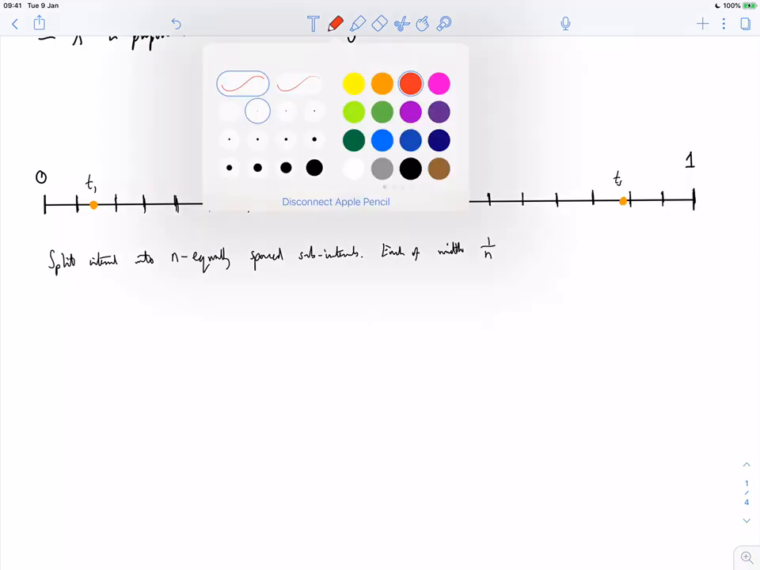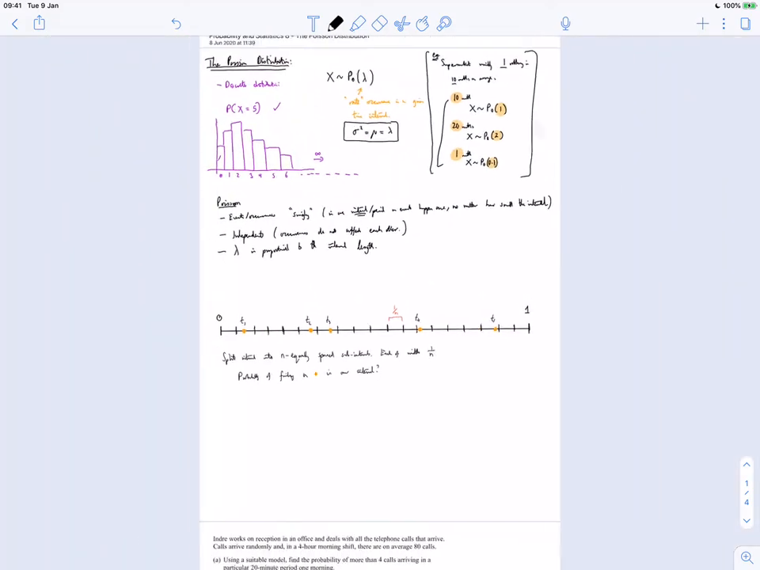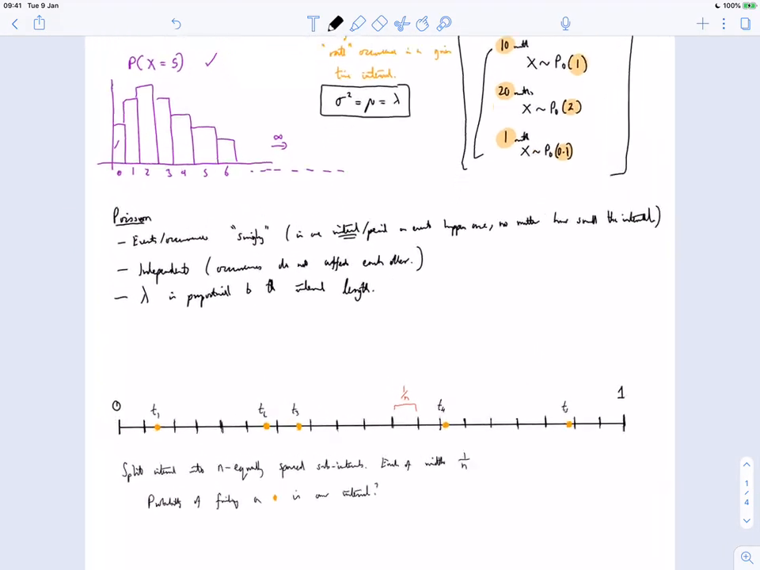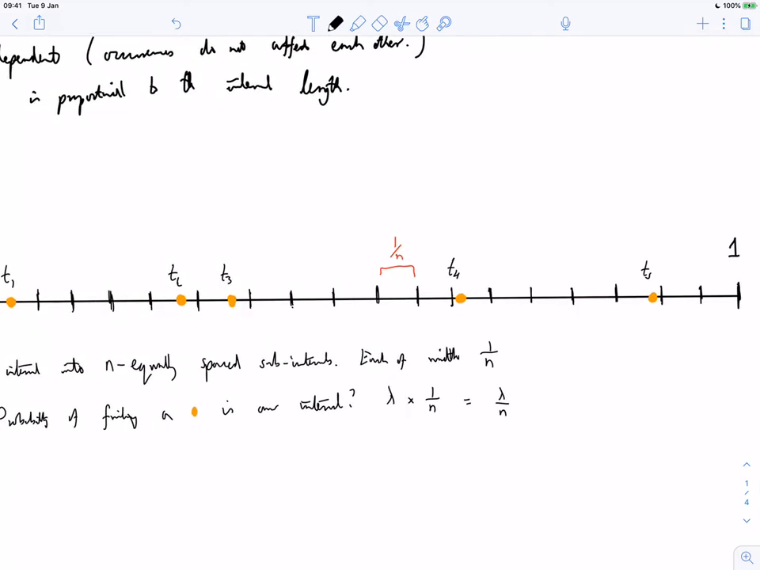Now, what's the probability of finding an orange dot in our interval? Well, because this is a Poisson and we want this to be a rate, then the rate is just lambda. So it's just going to be lambda times the width of the interval. So it's just going to be lambda over n. Okay. Hopefully that should make sense.